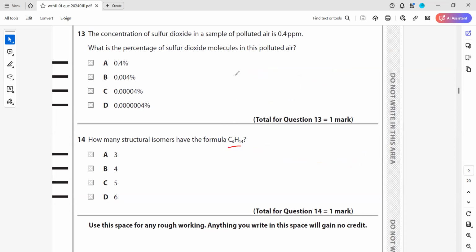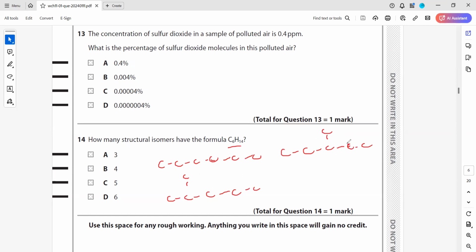How many structural isomers are there for C6H14? Means hexane. How many different structures are possible for this compound? So if we draw, one is a straight chain, 1, 2, 3, 4, 5, 6. Then we make a branch. This is one possibility. Then we change the position of the branch. This is a second possibility.